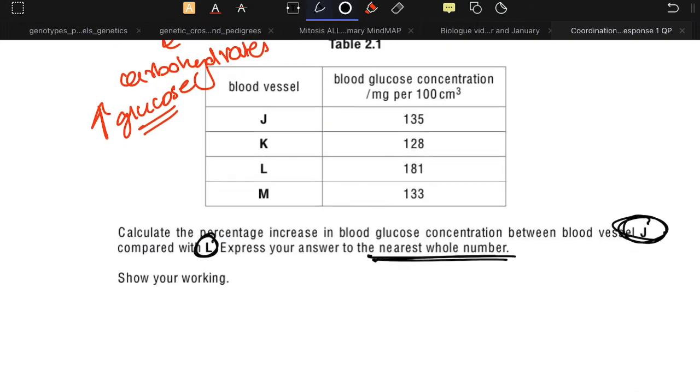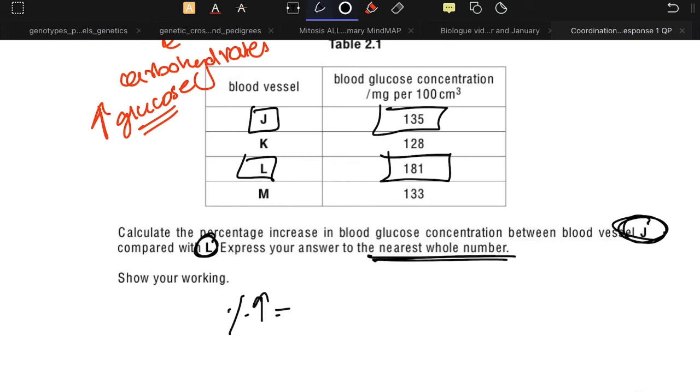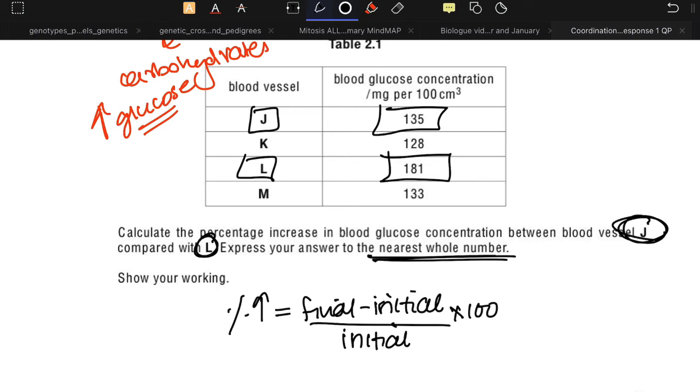Alright, calculate the percentage increase. Percentage increase between J and L. So mark that J and L, 135 to 181. So that is, remember, percentage increase is what? It is final minus initial divided by initial into 100. Always make sure to write the formula as well, because then it gives an impression of a very good coherent answer to the examiner. So percentage increase is, also don't write an arrow mark, like here I've written percentage and arrow mark, but don't write that. Write a full thing as percentage increase.